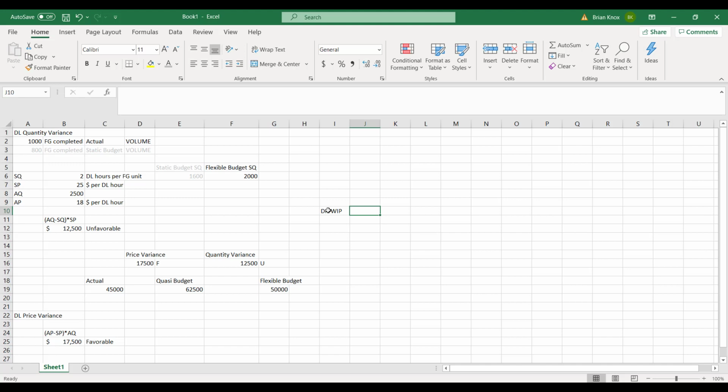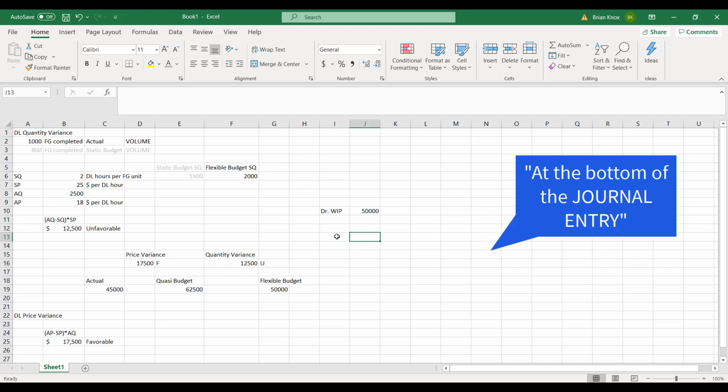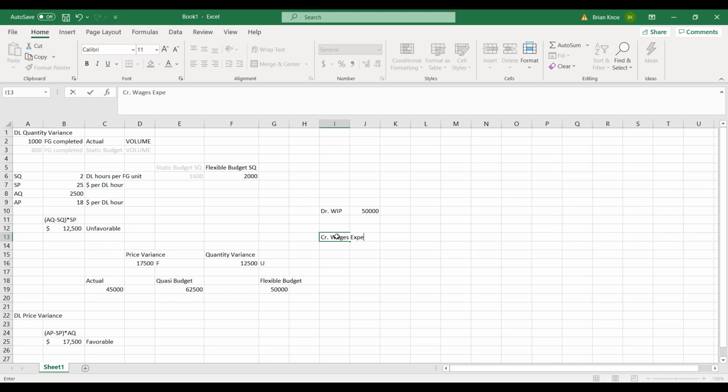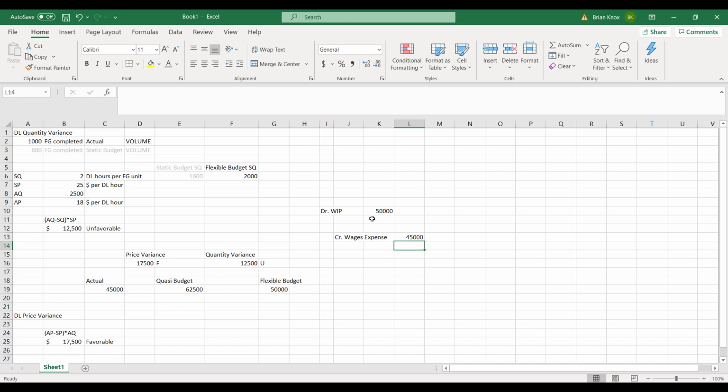So we debited a certain amount to WIP at standard. We're going to go ahead and debit $50,000 to WIP. We know that at the bottom of the account we're going to be crediting the wages expense, and so this is at actual. And now we're going to have a debit and a credit to our two variance accounts. We have an unfavorable quantity variance. So unfavorable, it's going to act like the variance accounts do as an expense account, and increase with a debit.